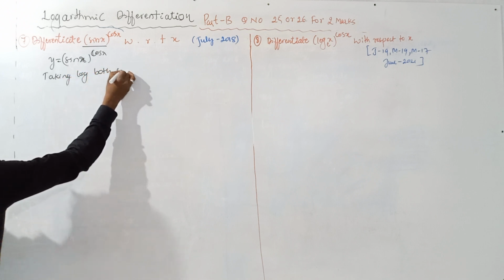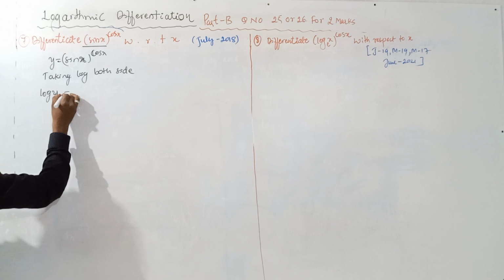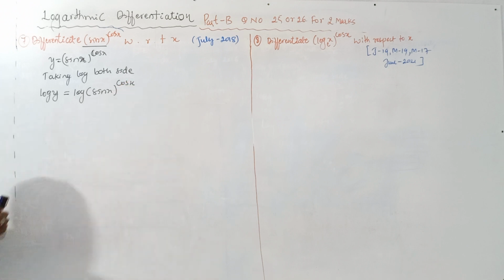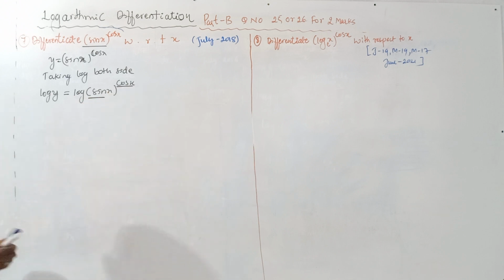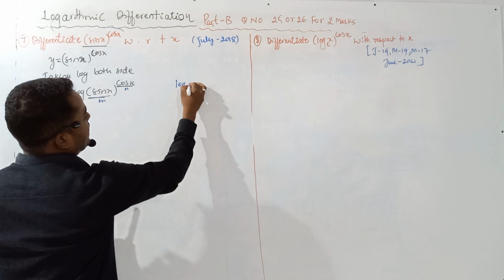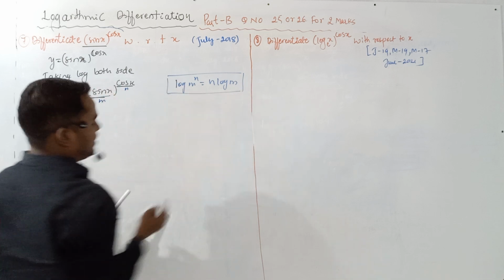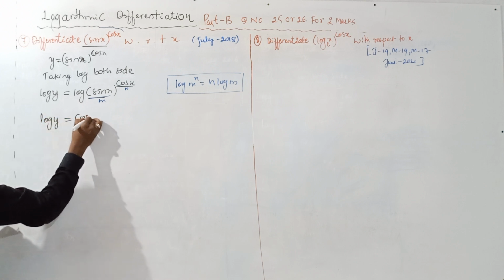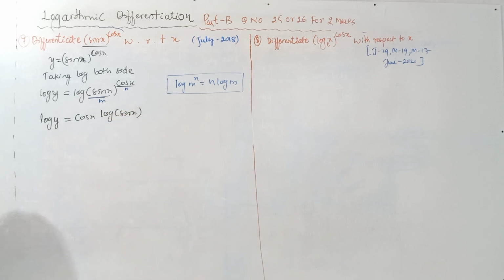Taking log both sides, we get log y is equal to log of sin x raised to cos x. That is log m raised to n, where this is m and this is n. Applying the property, log m raised to n can be written as n into log m. Here cos x comes to the front. Then log y is equal to cos x into log sin x. Differentiate with respect to x.